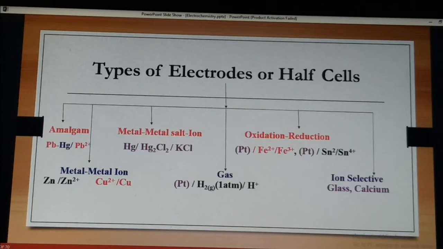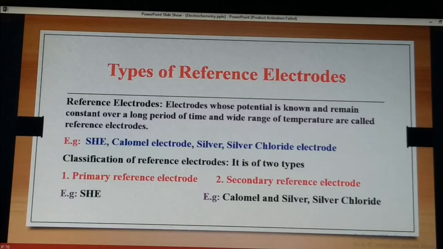Now let us start with the reference electrodes. So what are reference electrodes? Let us first discuss that. The electrodes whose potential is known and it remains constant over a long period of time and wide range of temperature, such electrodes are called reference electrodes. And the examples are standard hydrogen electrode, calomel electrode, silver-silver chloride electrode. So these are the reference electrodes.